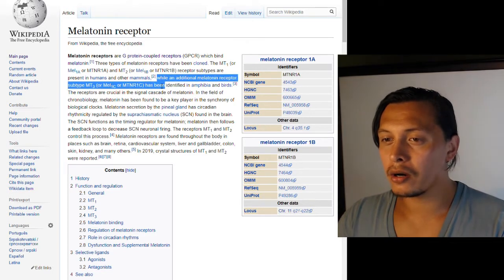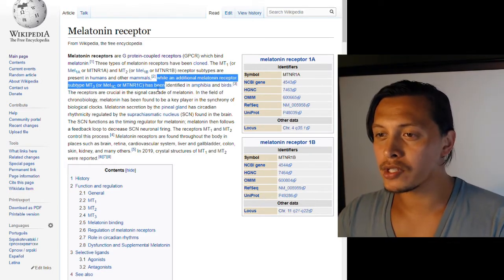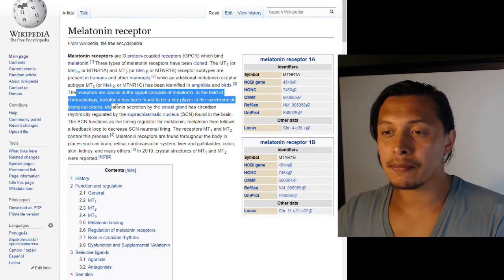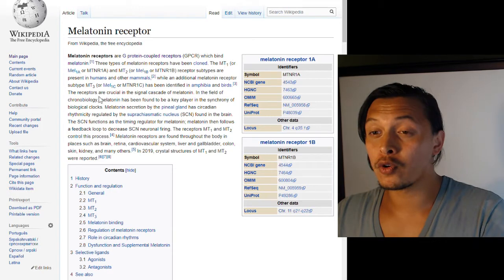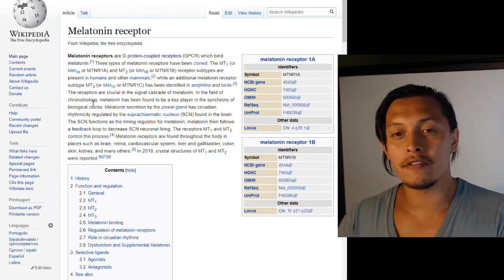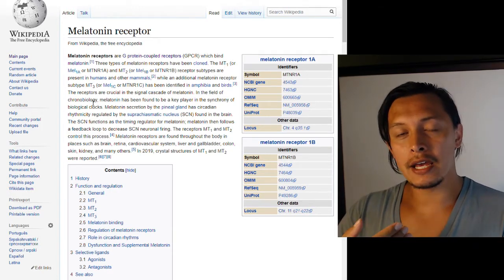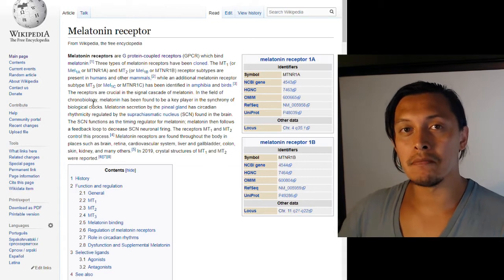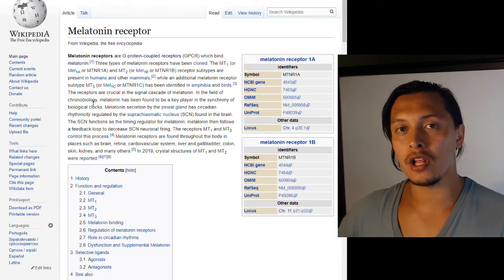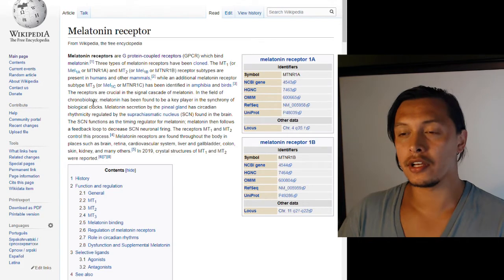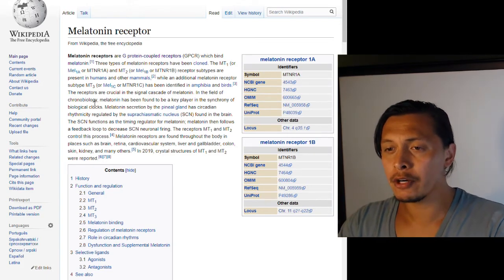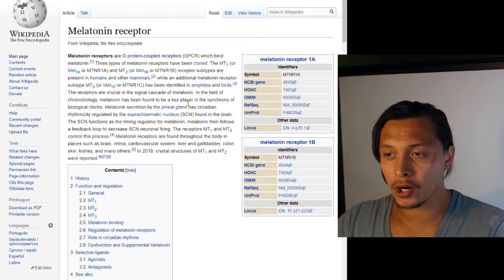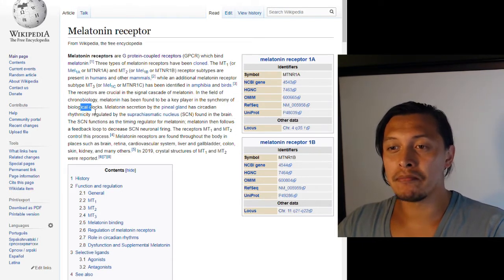Apparently there are multiple types of melatonin receptors, and these receptors are crucial in the signal cascade of melatonin and in the field of chronobiology, which would be the study of keeping track of time in biological systems. So these molecular clocks, or biological clocks, or biological oscillators, would be within the realm of chronobiology. Anyways, melatonin has been found to be a key player in the synchrony of biological clocks.